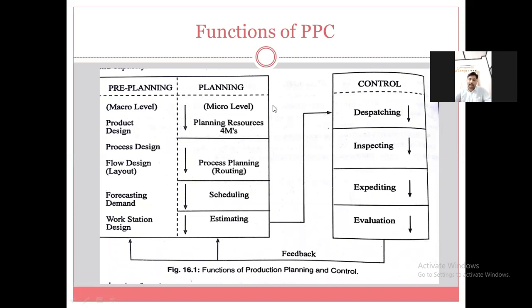Minimum material handling means what? You should locate the machines which have sequential operations near to each other. After completion of one process on a product, immediately you have to perform the second process on the next machine. Such two machines should be located near to each other. That will ensure minimum material handling.